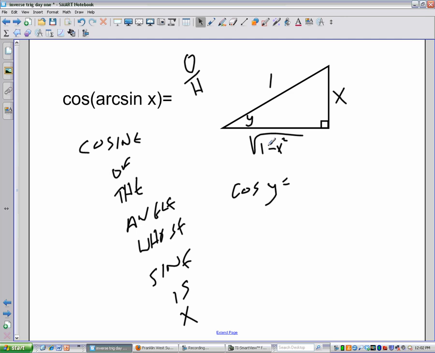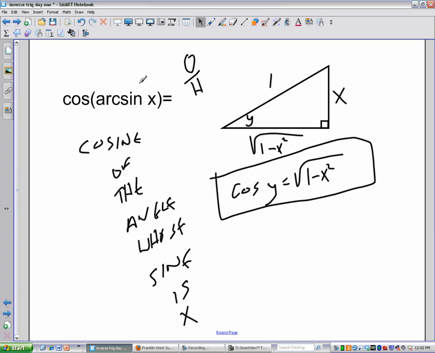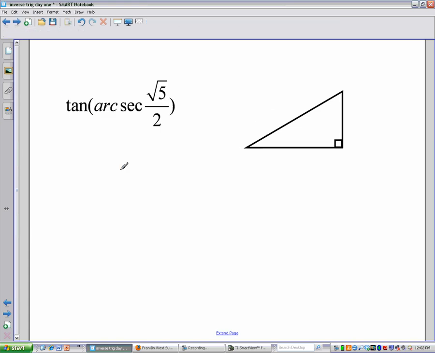So now, what we're left with is, what's the cosine of y? Cosine of y is the ratio of the adjacent to the hypotenuse. So it's the square root of 1 minus x squared over 1, and I'm not going to write over 1 because we just don't do that. So we start with these ones. You draw a triangle. You try to make the thing work out to what you want it to work out to, and then you just use SOHCAHTOA to get the rest of the way through.